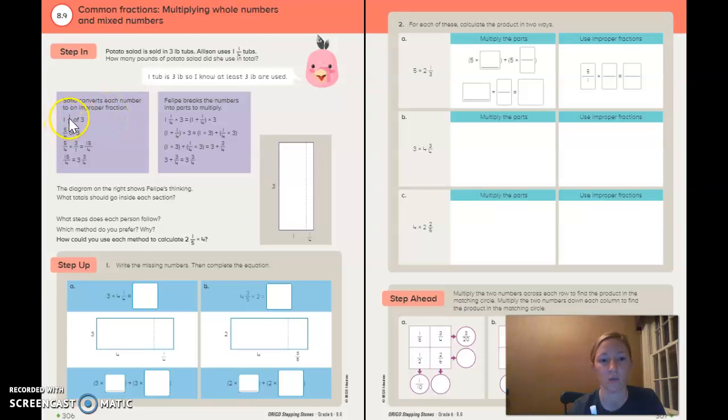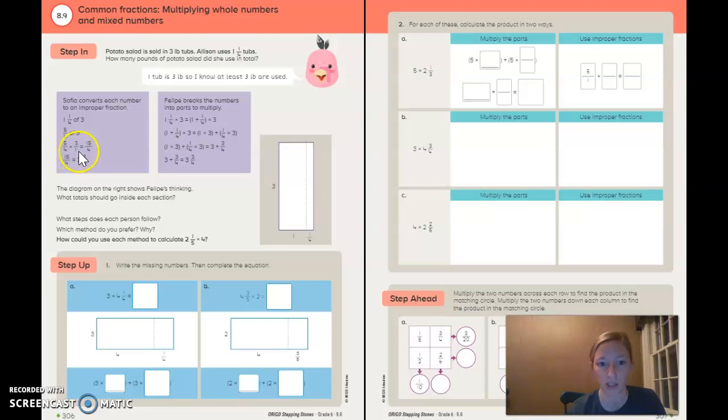So she thinks of 1 1/4 of 3 as 5/4. Now you have to stop and ask yourself, okay, how did she get that 5/4? Well, she took this 1 1/4 and turned it into an improper fraction. So 4 times 1 is 4 plus 1 is 5, 5/4. So now she knows she's trying to solve for 5/4 of 3.